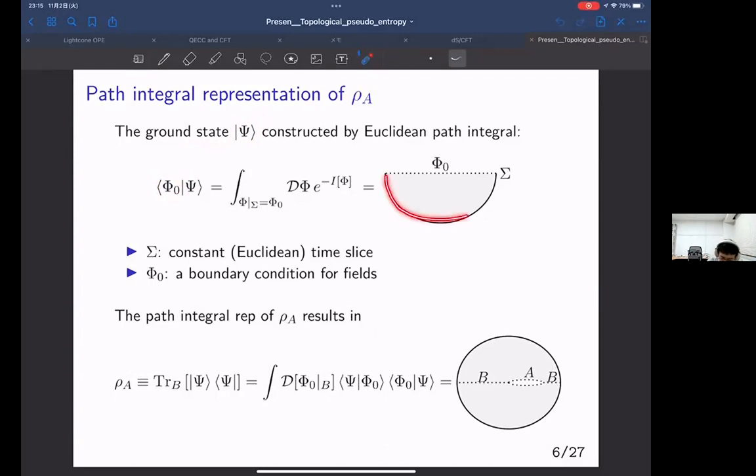This curve is basically tau equal to minus infinity in Euclidean time, and you let it evolve. Then you eventually obtain the ground state, so only the ground state is projected. This is a path integral representation, and you specify a boundary condition at tau equal to zero. This is the time slice, so this phi naught appears here. So this is a path integral representation.